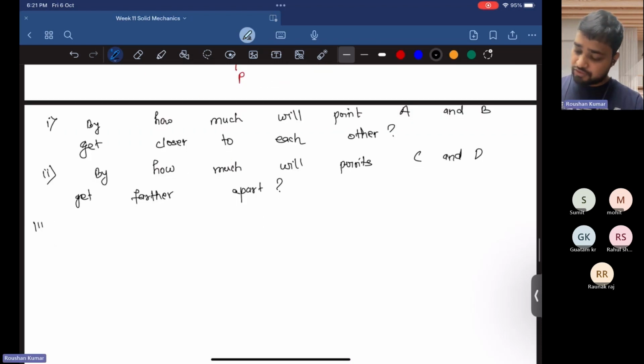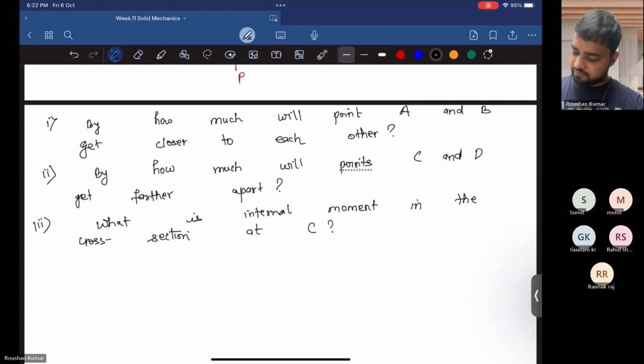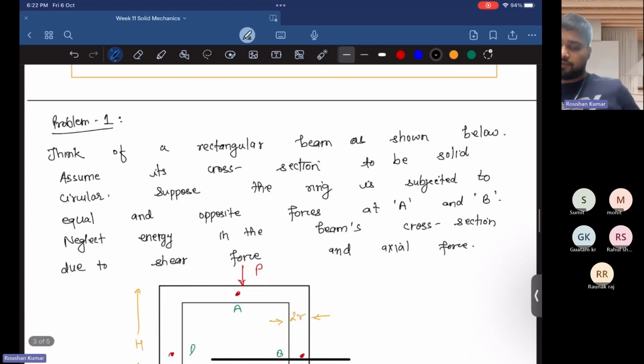And the third part of this question is, what is the internal moment in the cross section at C? So here we have a question.